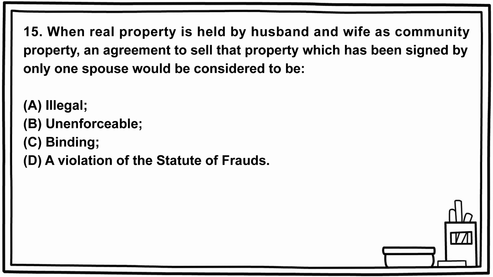When real property is held by husband and wife as community property, an agreement to sell that property which has been signed by only one spouse would be considered to be A. Illegal. B. Unenforceable. C. Binding. D. A violation of the statute of frauds.